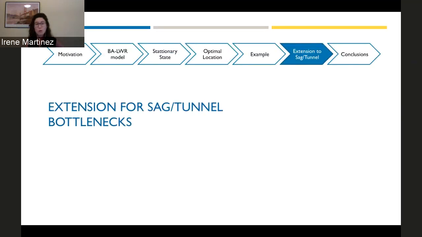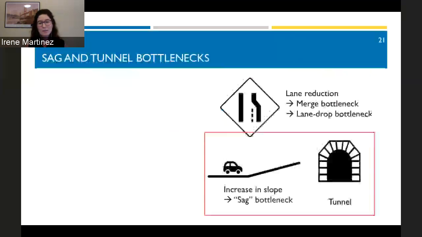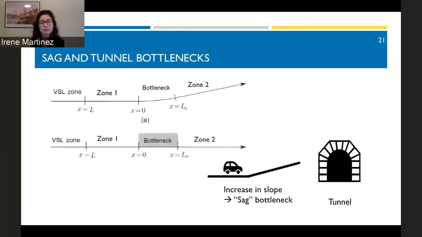Okay, so all what I have been talking today is about lane drop bottlenecks, but of course this can be extended to any other type of bottlenecks. Now I will be going very shortly over sag and tunnel bottlenecks. Basically, we do something similar. We model a reduced capacity. Why is there a reduced capacity in this type of bottlenecks? Basically, let's think in a car following state: if you're following your leader, the distance that you're keeping with your leader for a certain speed is larger in a sag or in a tunnel in comparison to other locations. So this larger gap means that for a given speed, the flow rate is smaller.